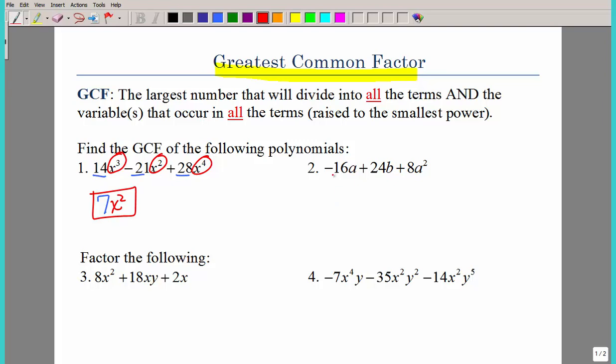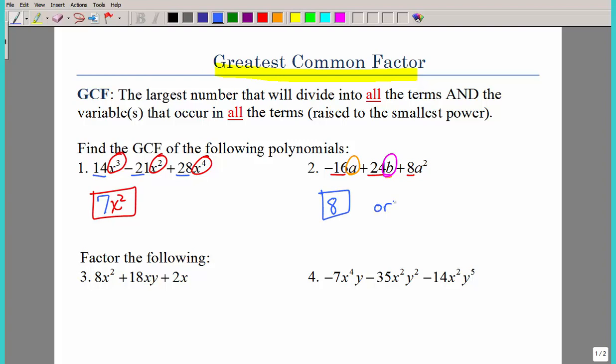Let's look at the second one. Again, we look at all those coefficients and ask ourselves what's the largest number, if any, that can divide 16, 24, and 8. Well, they're all divisible by 8. Now, let's look at the letters. Well, this one has an A, but this one doesn't. So automatically A is not in common because they don't all have it. And then again, this one has a B, but the other ones don't have it. And so B is not common to all of them. The only GCF we would have is 8.